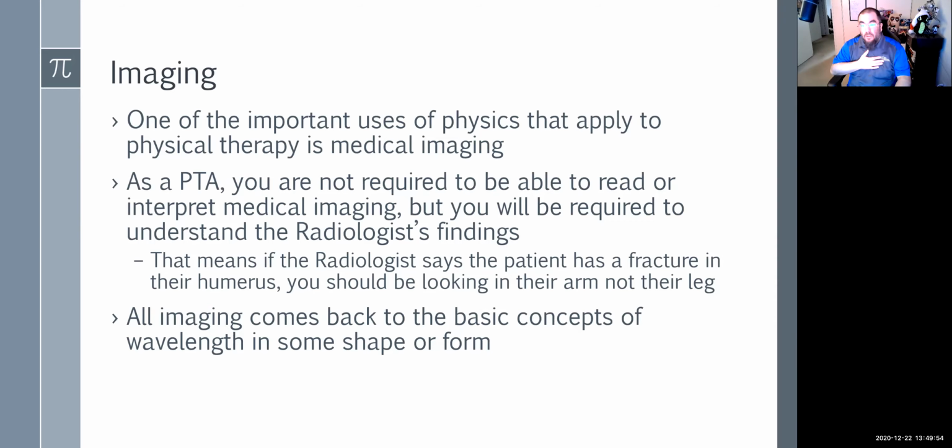For us, we have to know that if the radiologist says fracture in the humerus, we're looking in the arm, not in the leg. That's our main job. We also have to understand the difference between things like compression fractures and spiral fractures and stuff like that, which we will cover in pathology next semester. But all imaging comes back to some basic form of wavelength in some shape or form in physics. It really does.